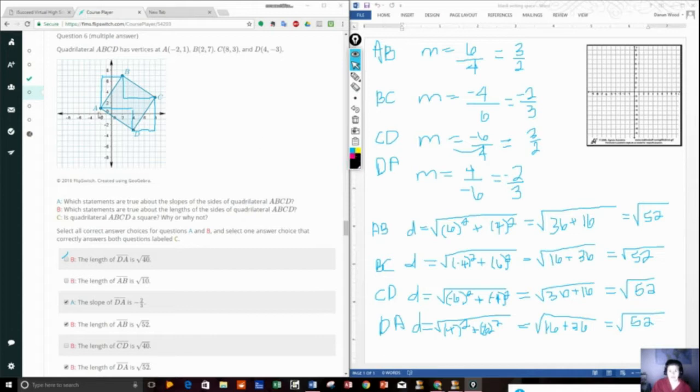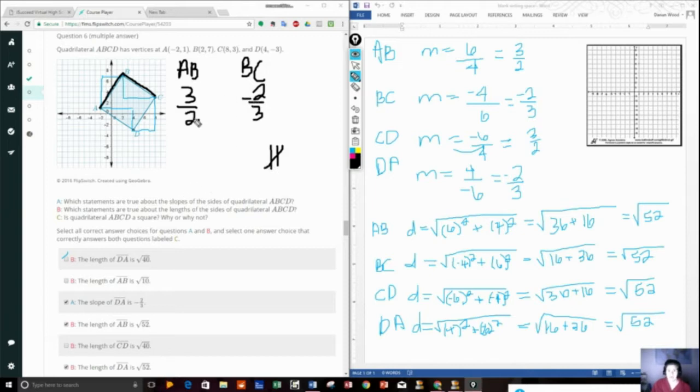And adjacent sides are the ones that are touching. So AB's adjacent side would be BC. So let's just check, do they have perpendicular or parallel slopes? So AB, is it perpendicular or parallel to BC? So AB's slope was 3/2, and BC's slope is -2/3. So parallel, are they the same slope? No, so they're not parallel.